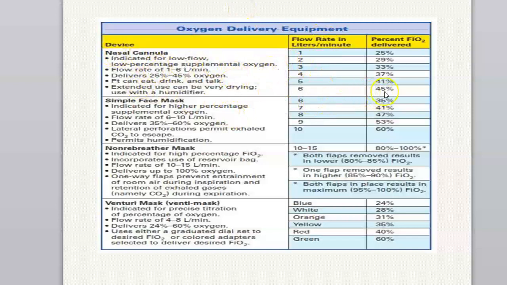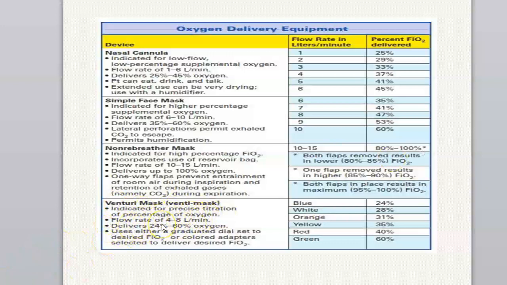You can see they get up to 44-45% FiO2 delivered. Simple face masks, we can provide up to 60% FiO2 at 10 liters per minute. And then you can see a non-rebreather mask can provide up to 80 to 100 percent FiO2, and then your Venturi mask is indicated for precise titration of percentage of oxygen.